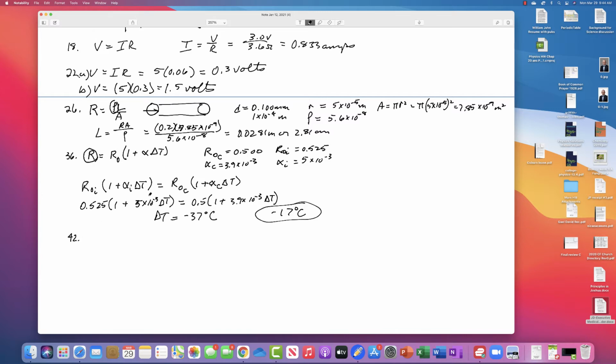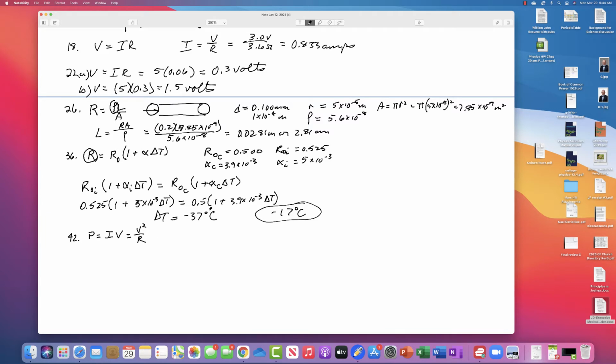Problem number 42 moves into a new section on power. There's a couple of formulas you need to know for this. P, power, in watts, is equal to I times V, and it's also equal to V squared over R. That's important for us to understand to do these next few problems.